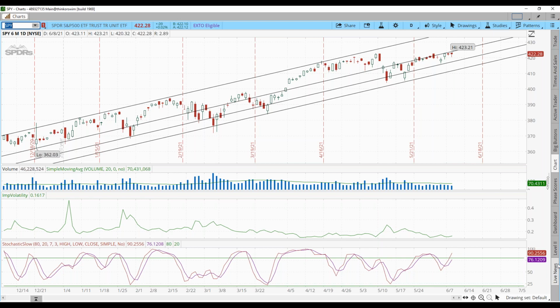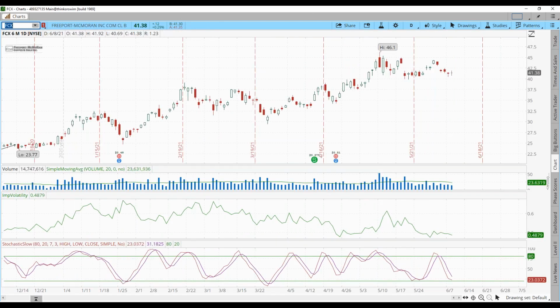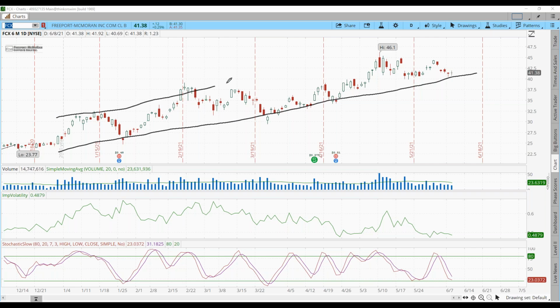So then what are we looking for? Ideally, what we're looking for is higher implied volatility. Let's go take a look. We were looking at a trade on FCX today. So what kind of a trend do I see here? I see an uptrend. Right, a nice uptrend.